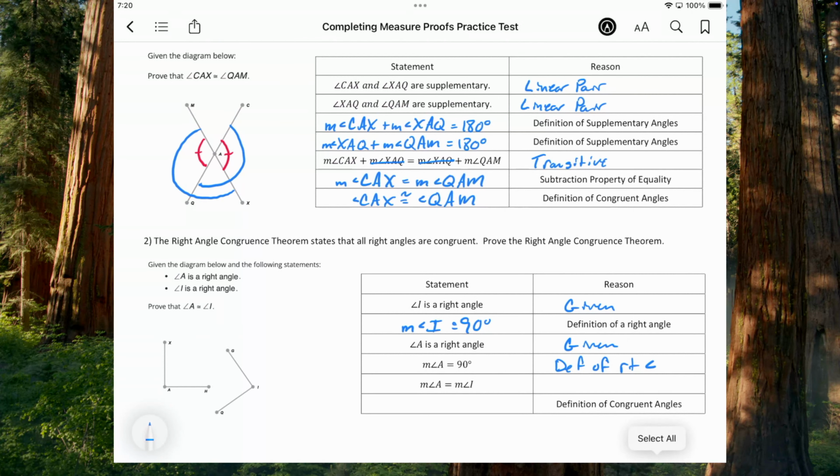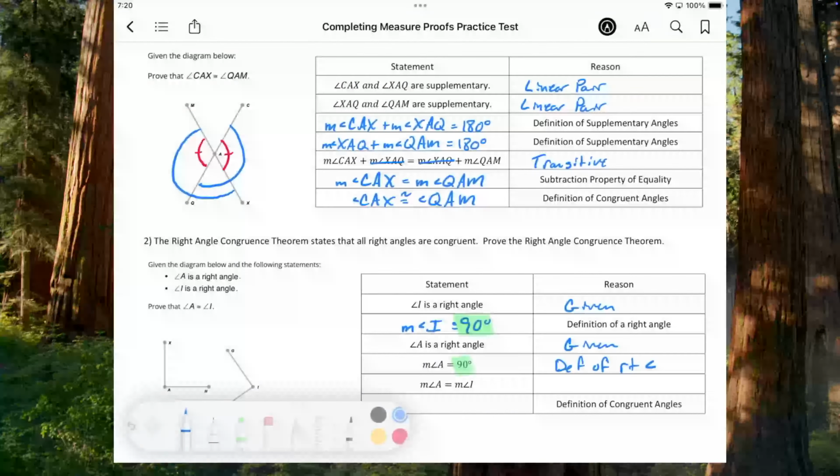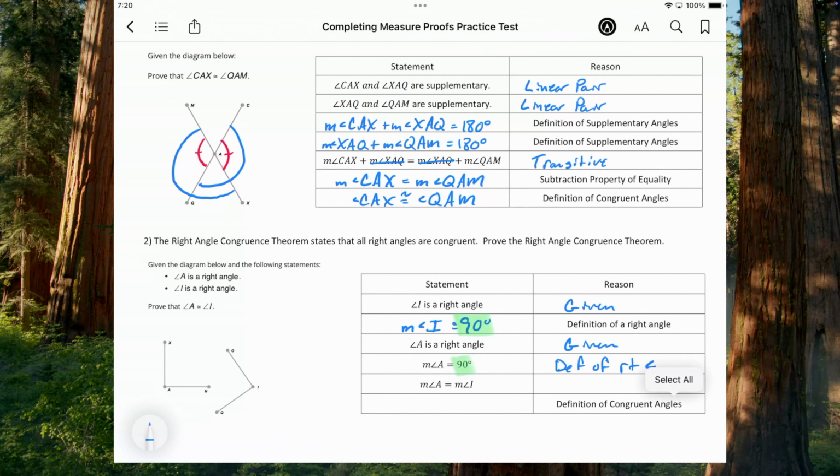Now they are both equal to 90. You can see right here, I is equal to 90 and A is equal to 90, so they must be equal to each other. Since they are both equal to the same thing, which is 90, that is transitive. And since their measures are equal, they are congruent. Angle A is congruent to angle I.